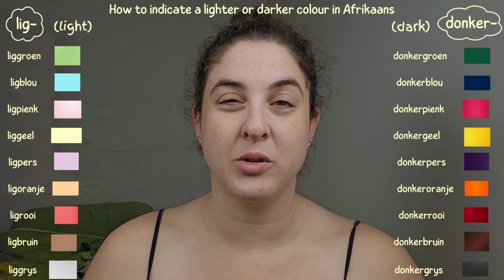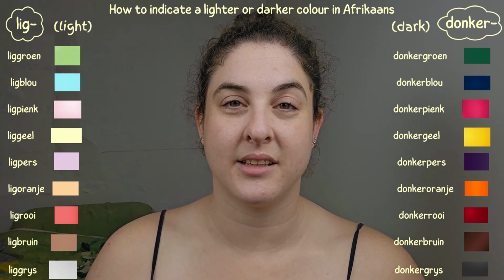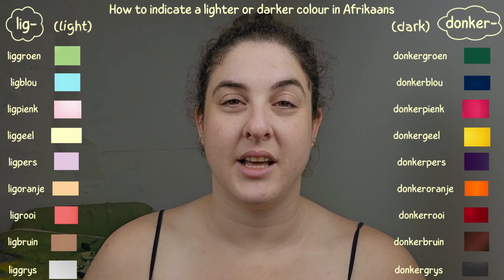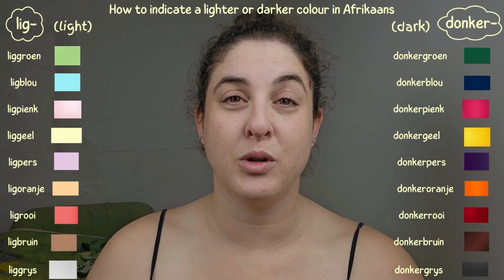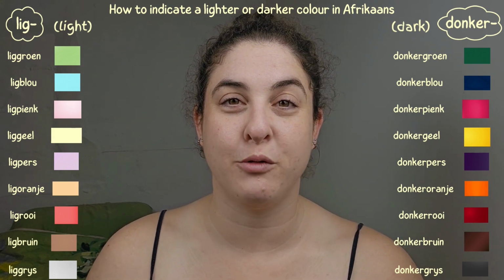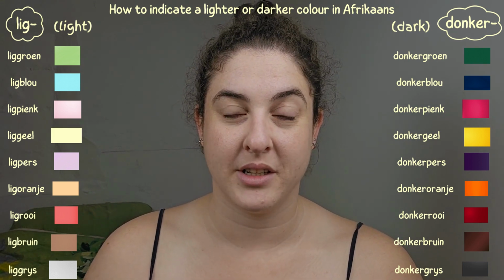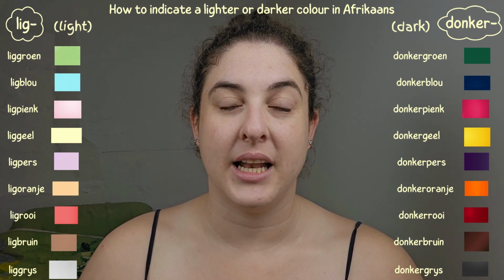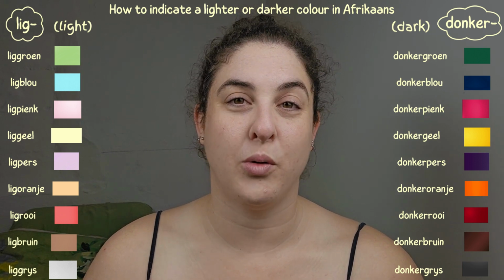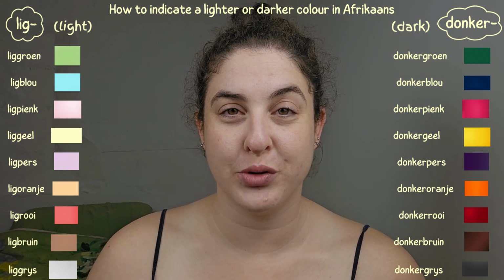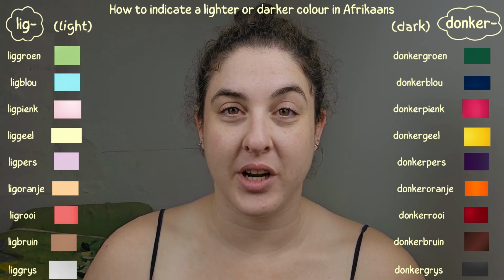In Afrikaans, you'll add the word lig, in the beginning or in front of the color. Lig will be attached to the color, so it forms one word. So you'll then have lig rooi, which is light red, or lig groen, which is light green.